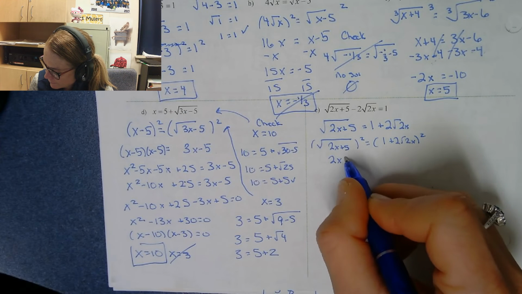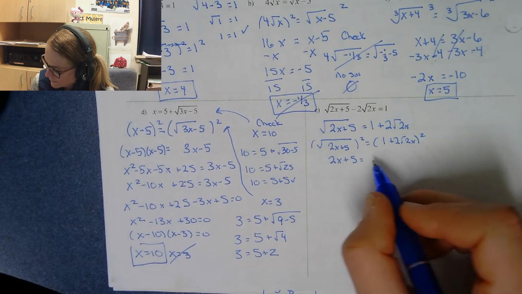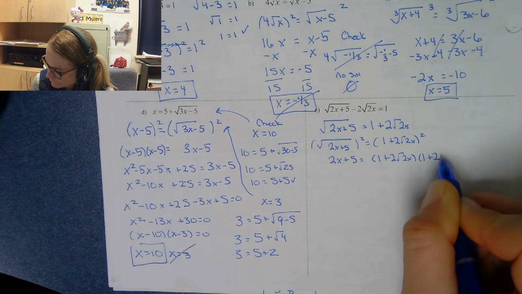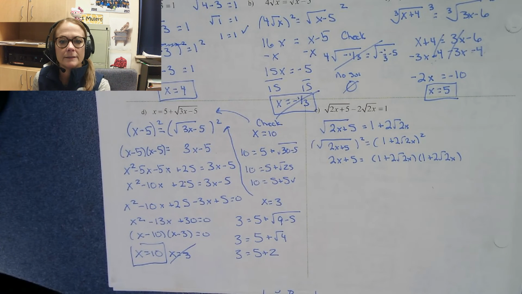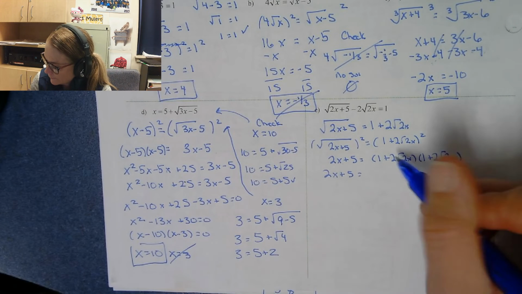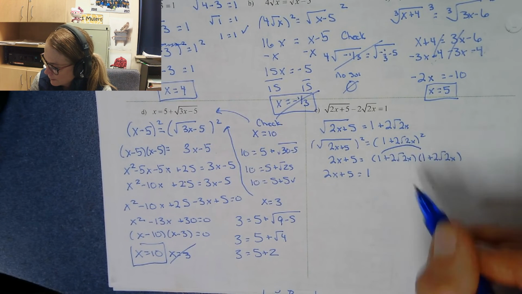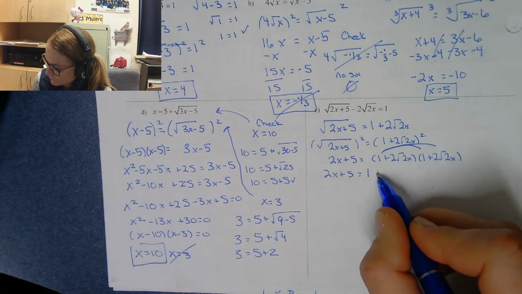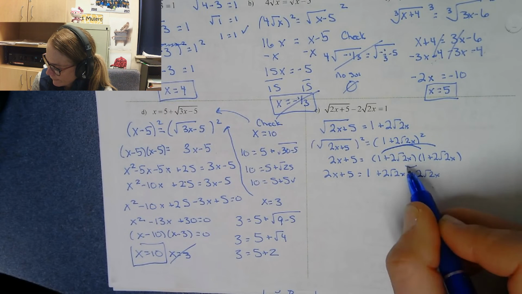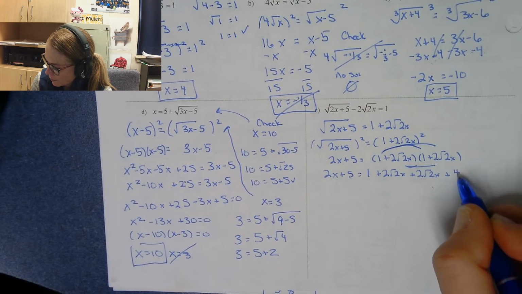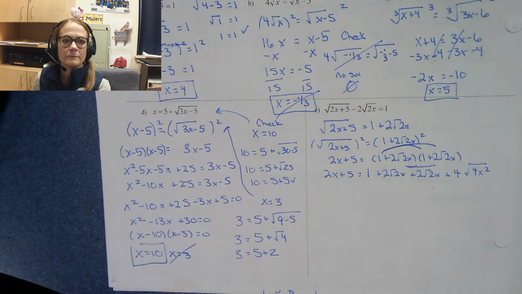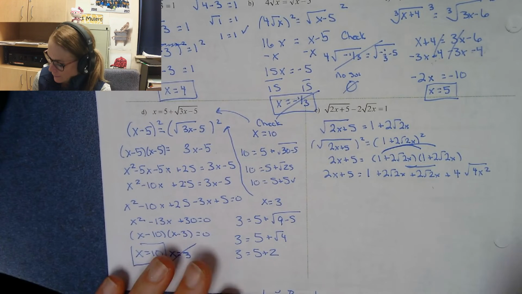And this is going to be 2x plus 5. Okay, this is going to require FOILing. Okay, and here we go. So 2x plus 5. Okay, so there's F, O, I, and L. So that's plus 4, and then root 2x times root 2x is root 4x squared. So still didn't get rid of the radical.